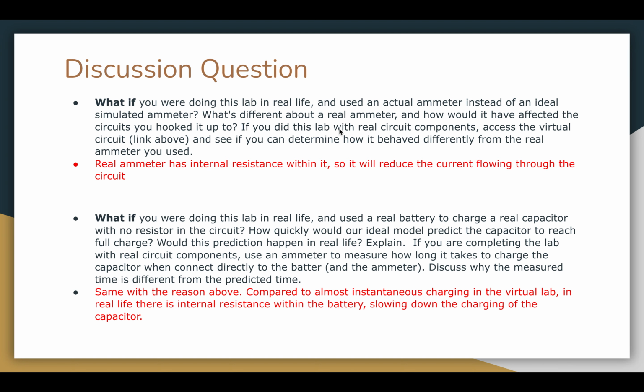So discussion question. In real life, if I used emitter, it actually has internal resistance in it, so it reduces the current flowing through the circuit. Same thing with the battery. In the online lab, it charges instantly without resistor if you put a battery and a capacitor, but in real life there's internal resistance in the battery, so it will slow down the charging of the capacitor, so it's different. This is my presentation.